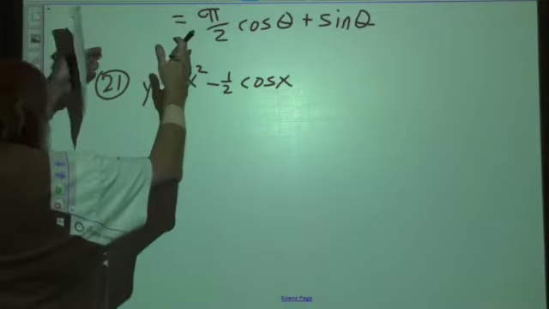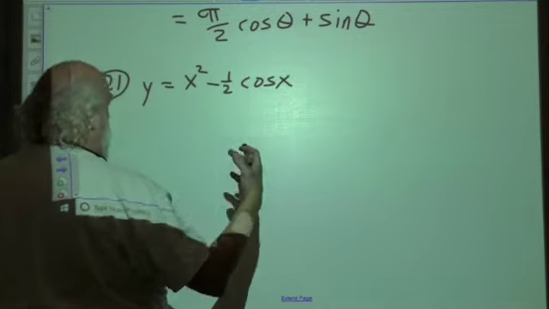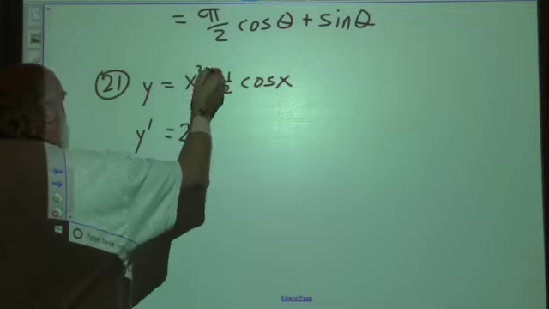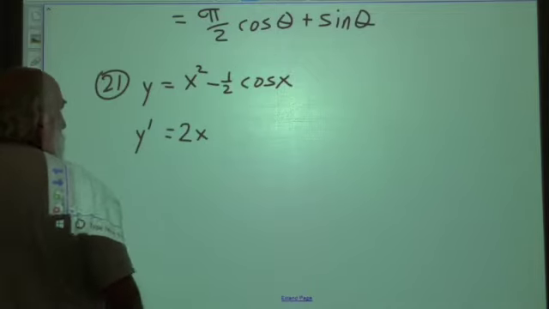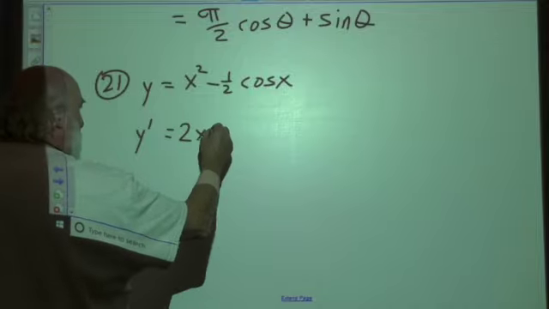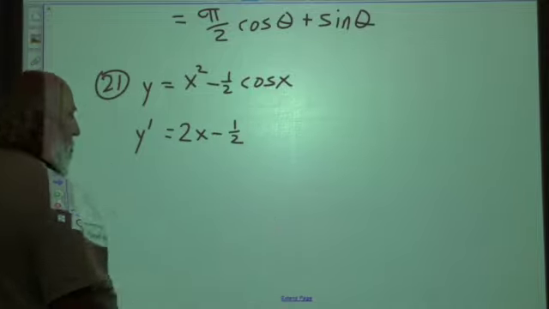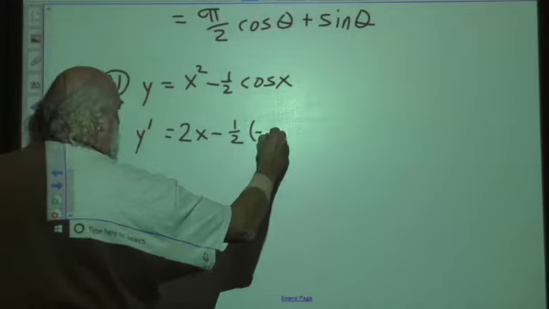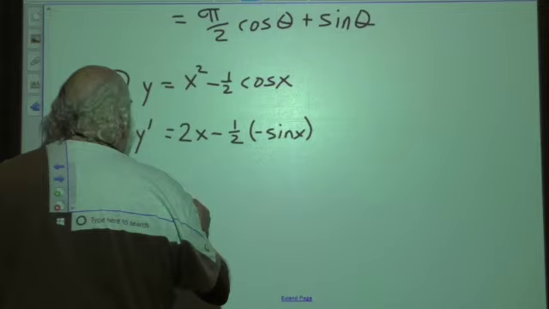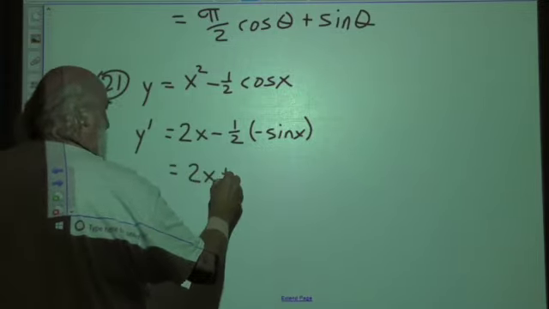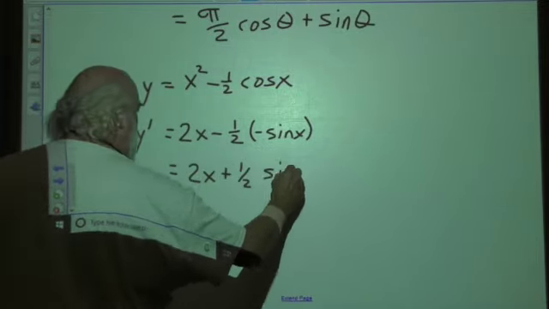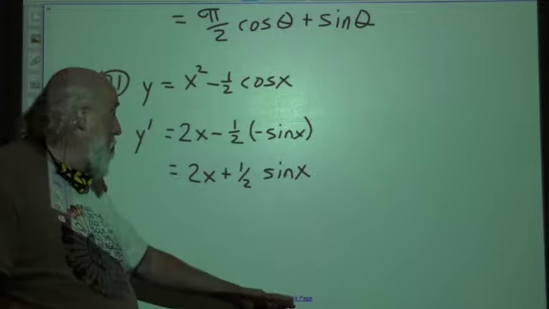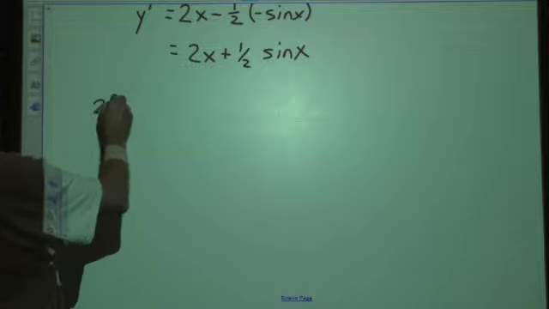Well, we're going to take the derivative of this and the derivative of this and put them together. So y prime is equal to 2x, because the 2 goes down there, and 2 minus 1 is first power, so that's 2x. Minus 1/2, we'll leave the 1/2 alone, it's multiplying cosine x. But we know the derivative of cosine x is negative sine of x. So this becomes 2x plus 1/2 sine of x. That's all there is to that. Number 23.